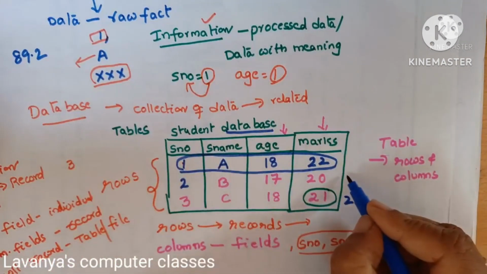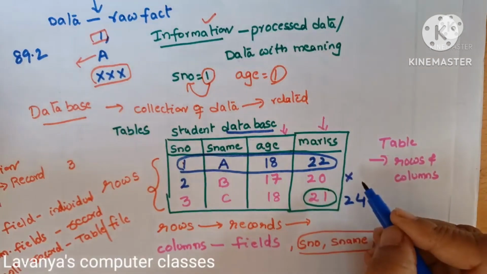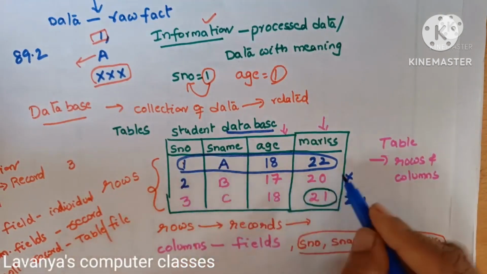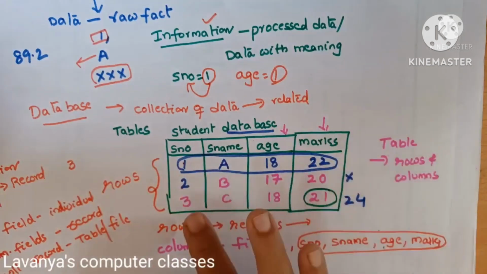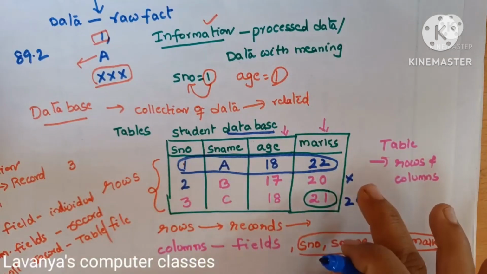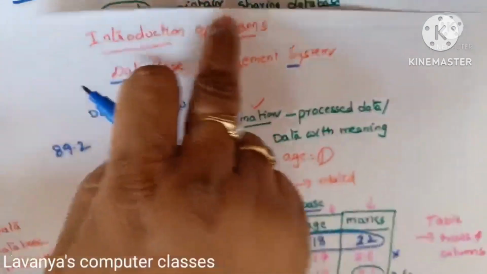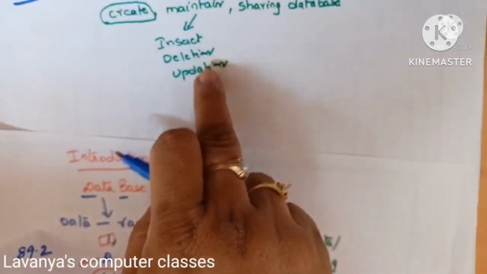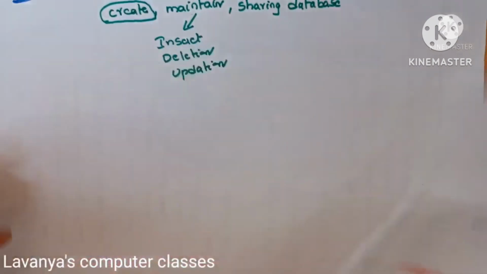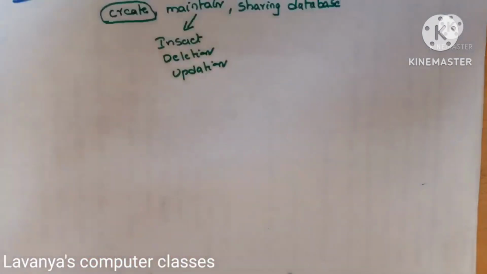Our second student wants to take the TC from our college. So I don't want the second student's information. I want to remove the total second student information. So how is it possible? That is also possible using a deletion operation. So insertions, deletions or updations are possible in the DBMS, that is called maintaining the database.